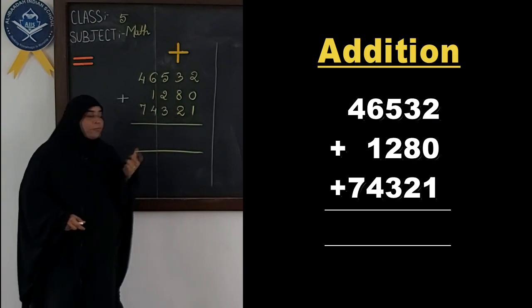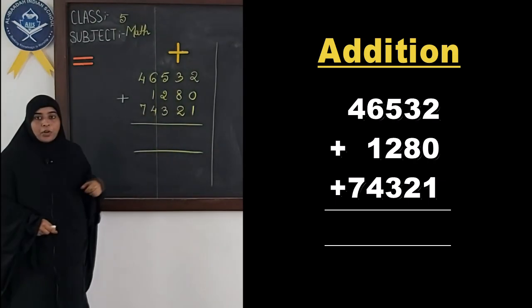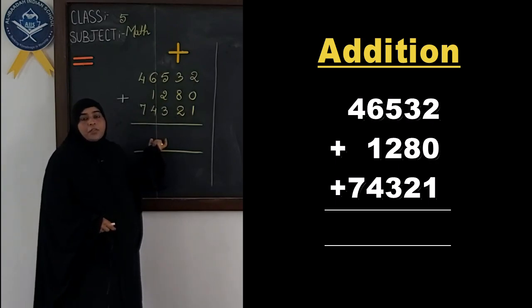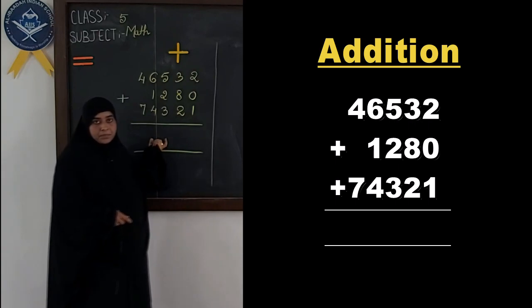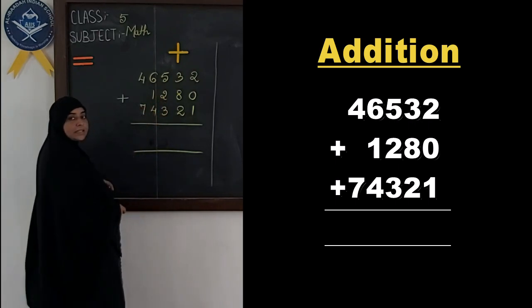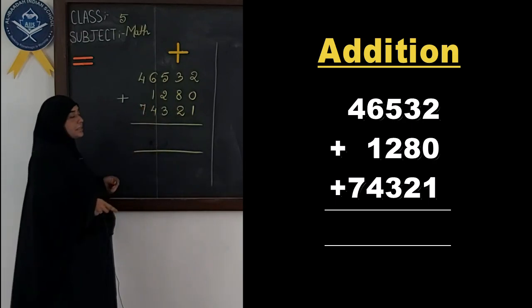After we add these numbers, we are going to get an answer. Right? So there should be a name for that answer too, isn't it? What is the name for the answer that we get after doing addition? We call it sum. S-U-M. Sum. The answer of addition is called sum. So let's try to find the sum of these addends.